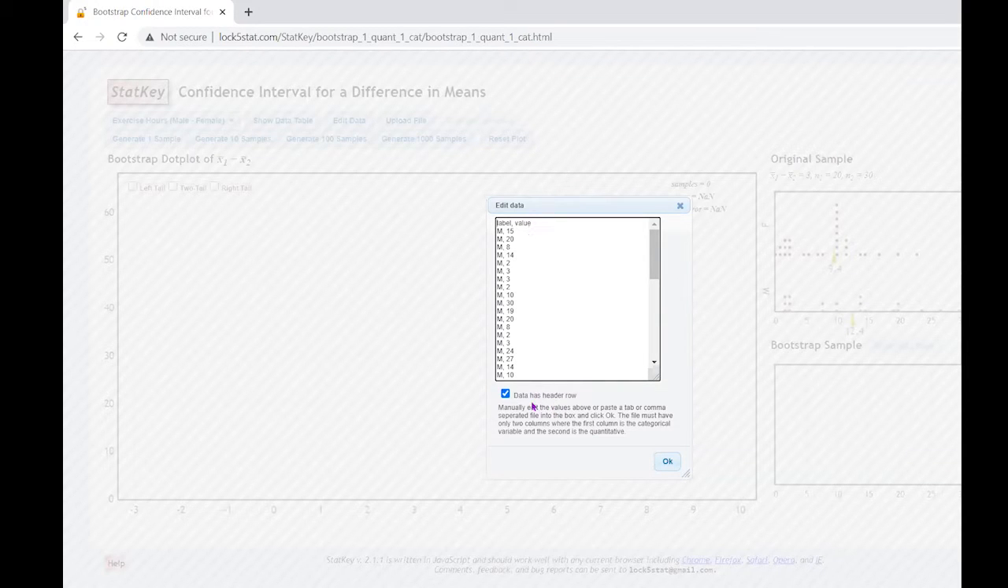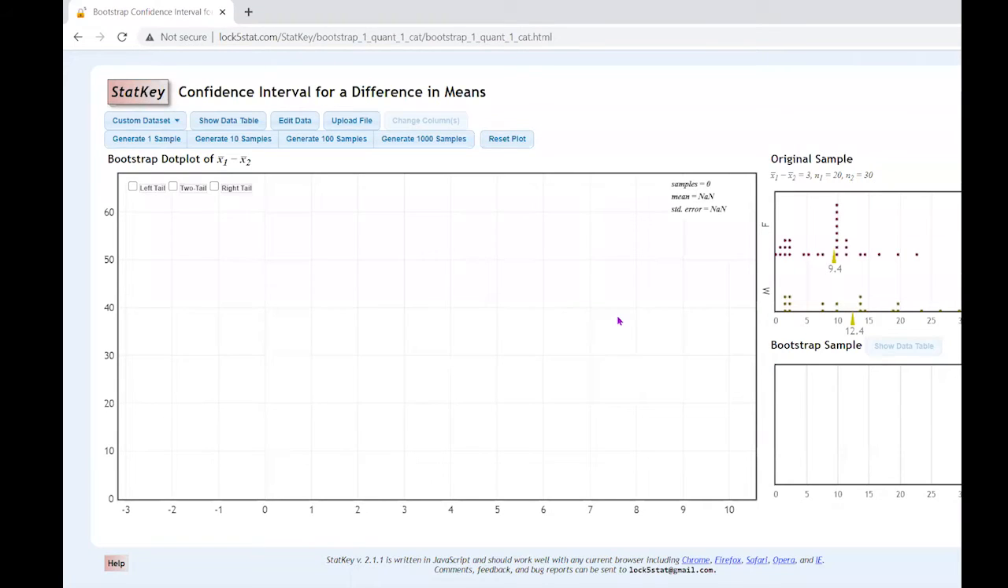If you don't want to insert that, you just uncheck this insert header row, and after all your data is in, you hit OK. You see that there's nothing on the plot right now, but it does show over here what your original sample is. So it says that we have the difference in our sample means, which is X bar 1 and X bar 2. Those are our notations for males and females in this survey. And see how we got this difference of 3.